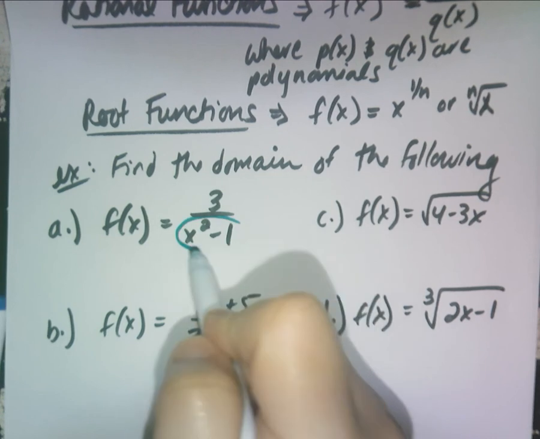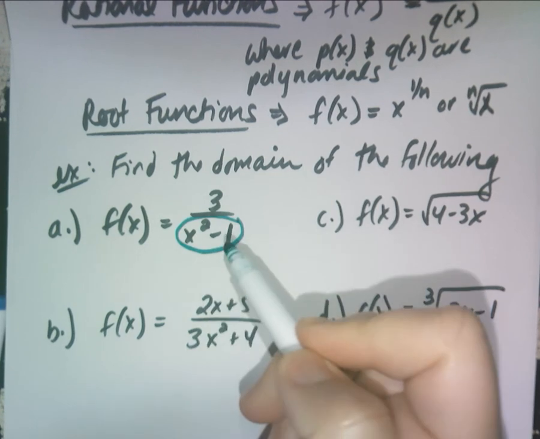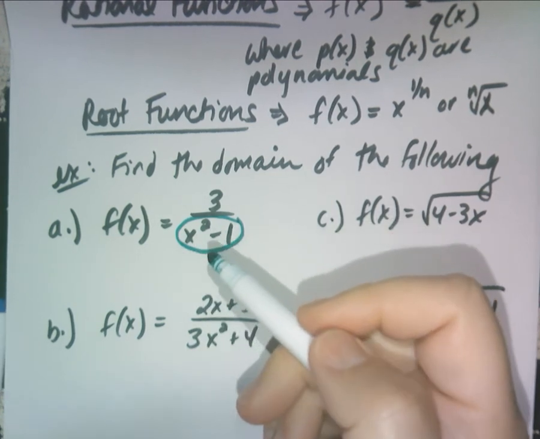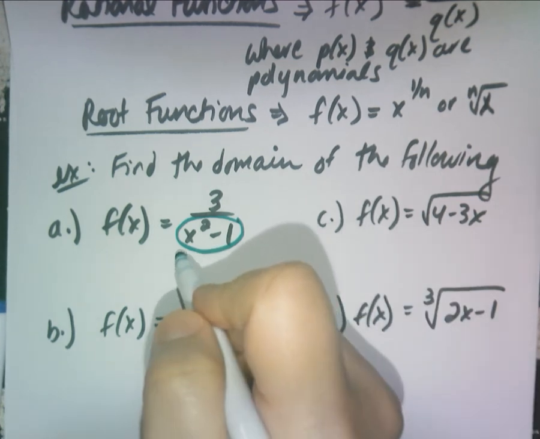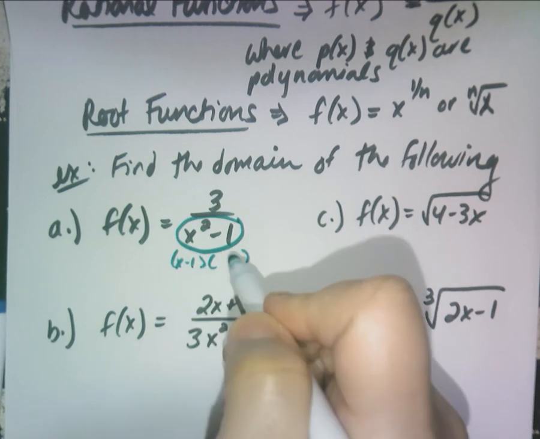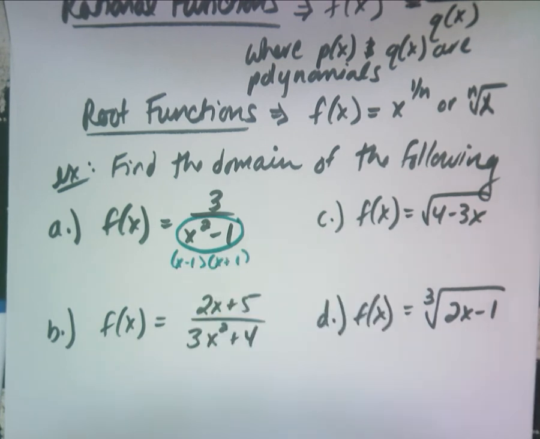So in this denominator, where can I not be 0? Where is it going to get me 0? You should probably already know it right now. 1 and -1. If you factor this out, you get x minus 1, x plus 1. So 1 and -1 are your problems.